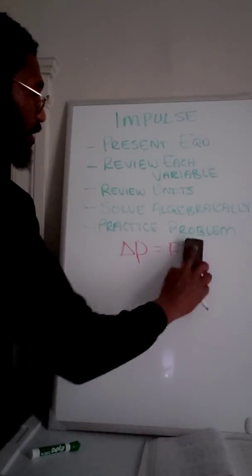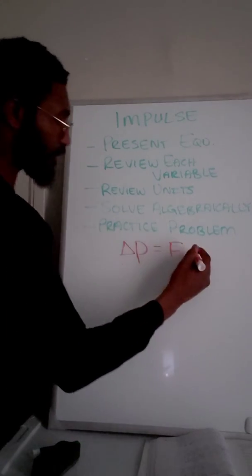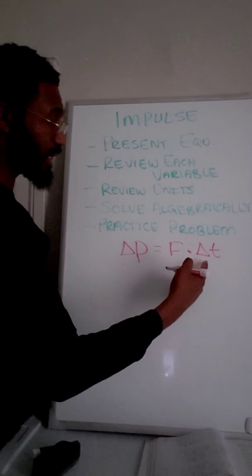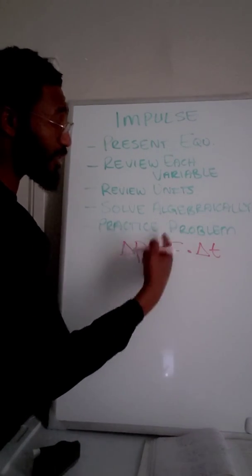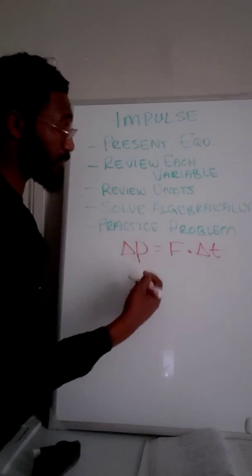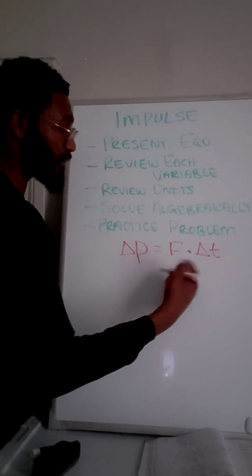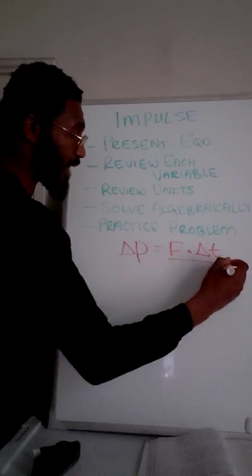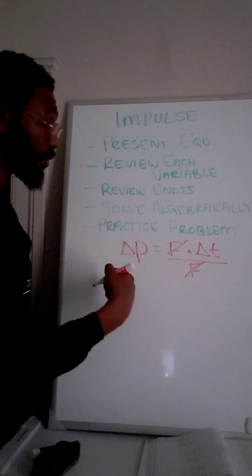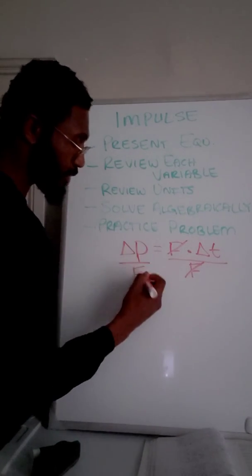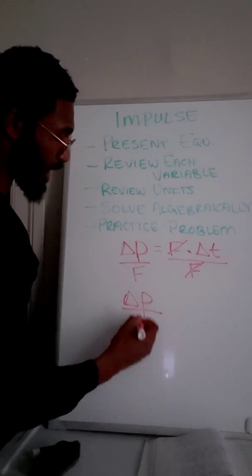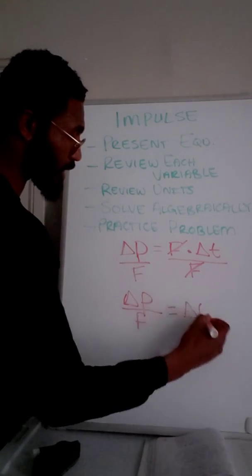Now let's go ahead and solve for delta T. All right, so I've got delta P equals F times delta T. If I want to get delta T by itself, I need to get everything else away from delta T, which includes getting F away from delta T. Right now, both of these are being multiplied, so I'm going to divide them to separate them. I divide by F to get F away, all right, on both sides. So impulse divided by F equals delta T.